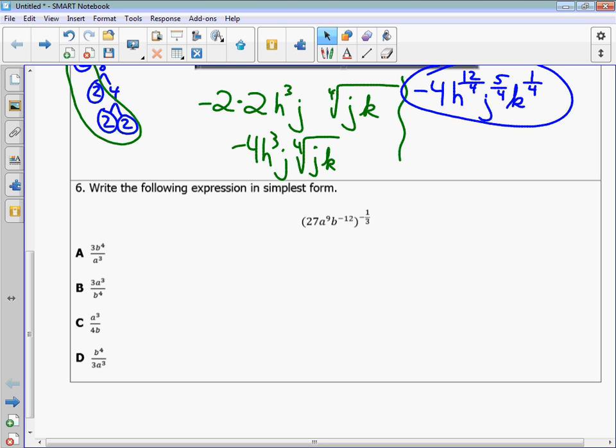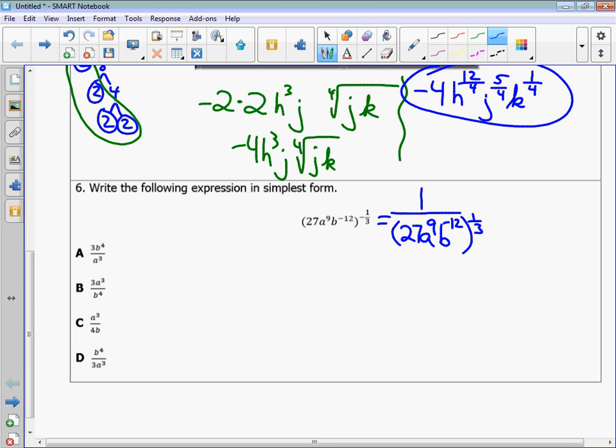We have 27a to the 9th, b to the negative 12, all in parentheses, raised to the negative 1/3 power. In the simplest form, since it's a negative 1/3 power, you have a negative exponent, so move everything that's the base of the negative exponent to the denominator and make it a positive exponent, so now it's a positive 1/3. I would change raising it to a 1/3 into a cube root. So it's the cube root of 27, a to the 9th, b to the negative 12.